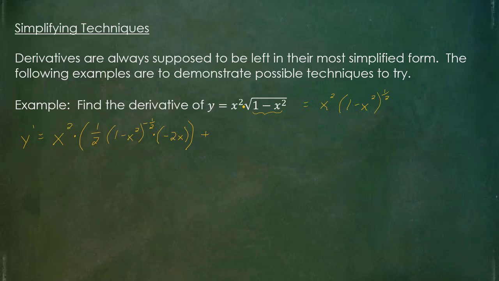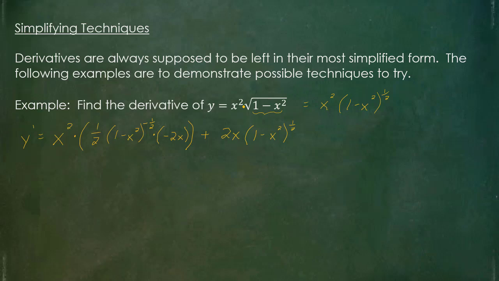Then the second half of product rule is to keep the second function the same, but then do the derivative of the first. So I'm going to go ahead and just do the derivative of the first because x squared is pretty easy to do. That would just be 2x, and then times the original second function. So (1 minus x squared) to a 1/2 power.